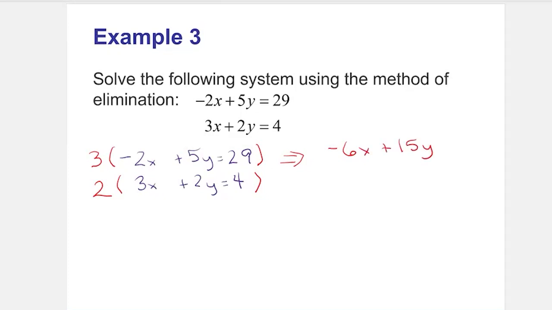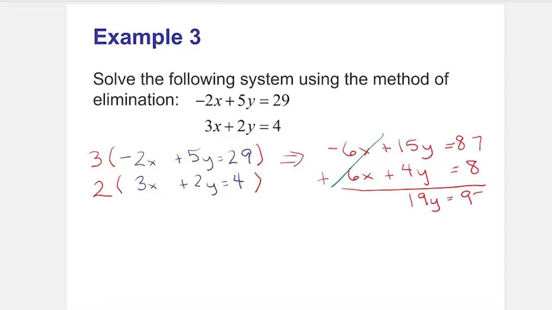So what's going to happen here is I get -6x plus 15y. I'm just multiplying everything by 3, including the 29. So that would be 87. I don't think I made a mistake. And here we have 6x plus 4y equals 8, right? Because I'm multiplying each one of these by 2. And now when I add these two equations together, notice I've eliminated the x, and what I get is 19y is equal to 95.